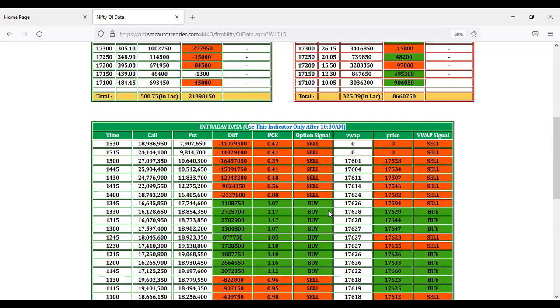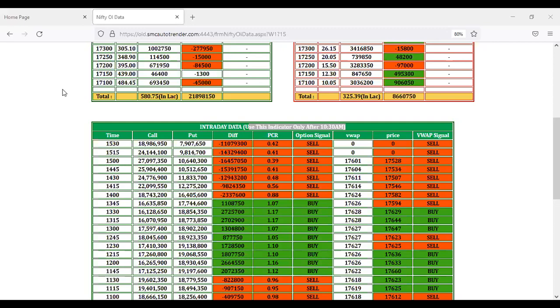PCR is put call ratio, put divided by call, where the numerator has put writing and the denominator has call writing. I've already told you that I will be taking only the seller side, like put writing or call writing. I will never say call buyers or put buyers. I will always say call writing or put writing.